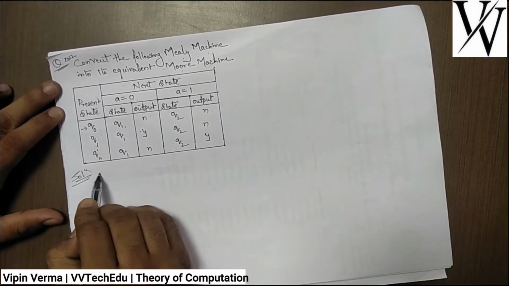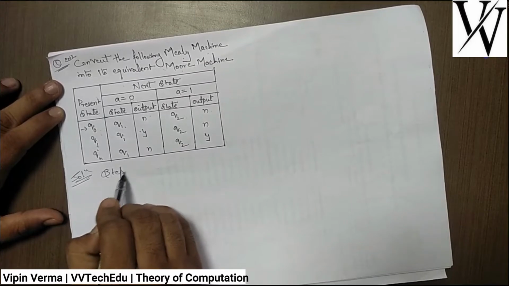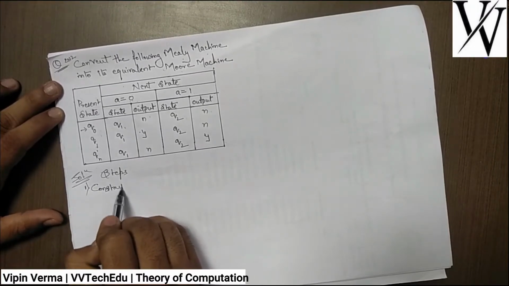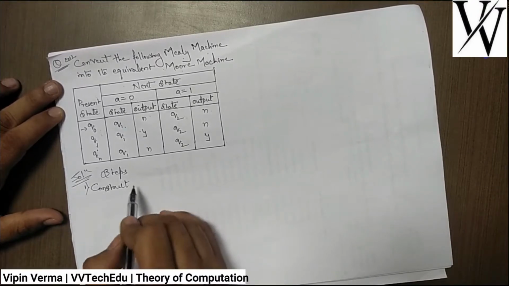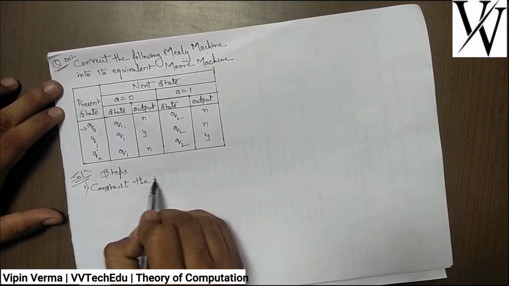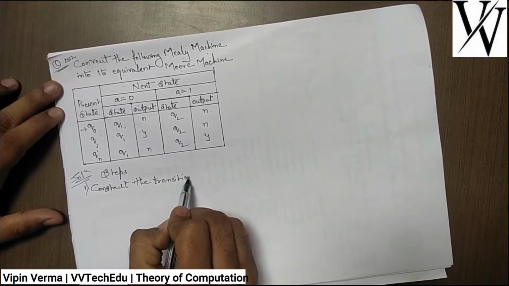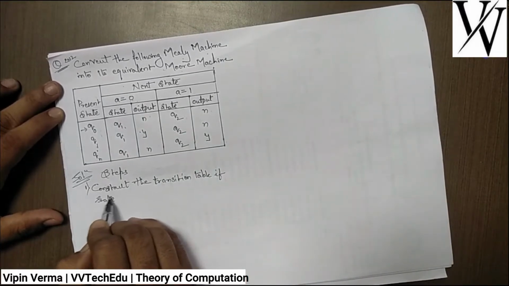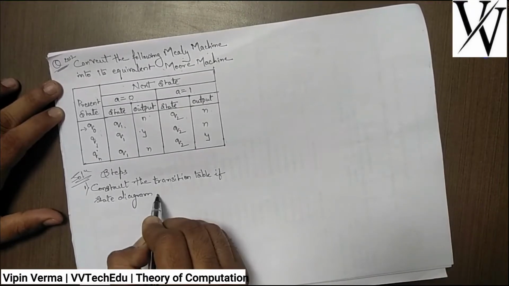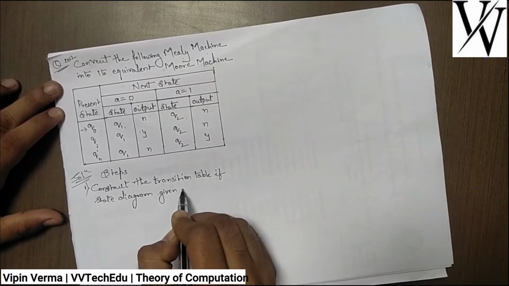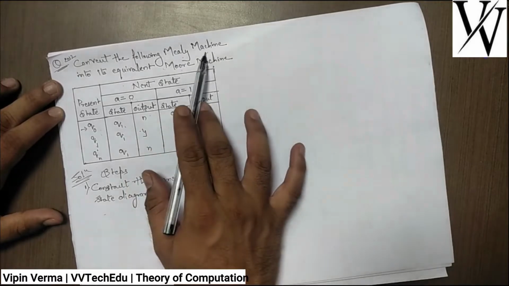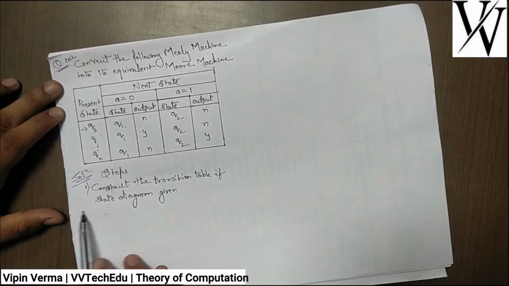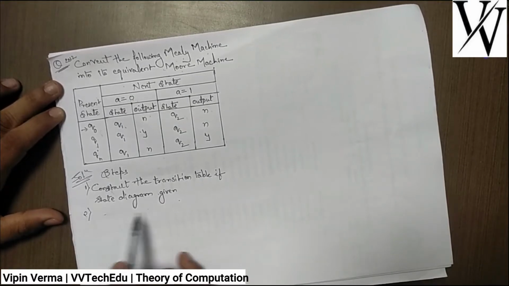So in the solution, the steps that we need to follow, the very first step is to construct the transition table if the state diagram is given. We have already discussed these steps in the previous video tutorial also. So if the state diagram is given for the Mealy machine, we need to construct its equivalent transition table. But for this question we are already given the transition table, so we just skip this step. Our solution starts from step number 2.